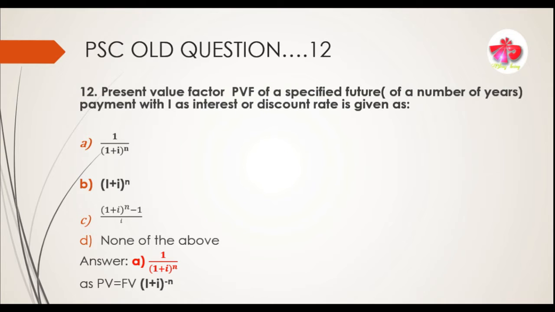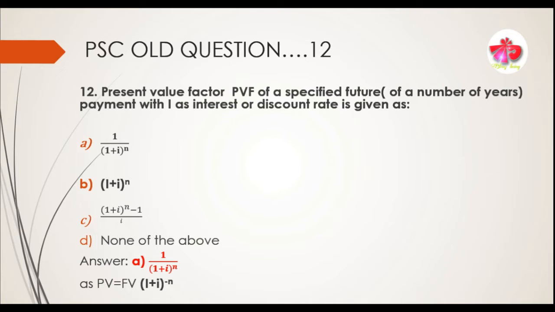Question number 12. The present value factor PVF of a specified future payment over a number of years n, with i as the interest or discount rate, is given as what? Option A, 1 by (1 plus i) to the power n. Option B, ((1 plus i) to the power n minus 1) by i. Option C, none of the above.